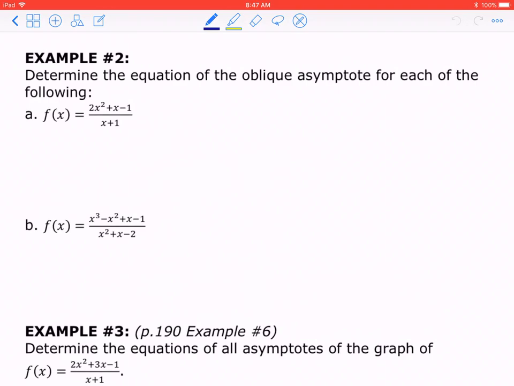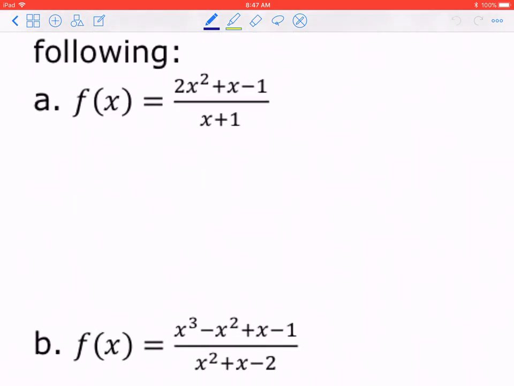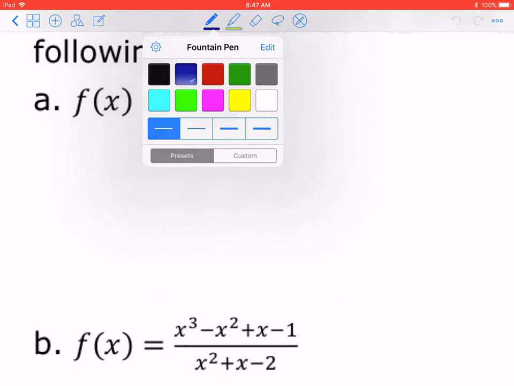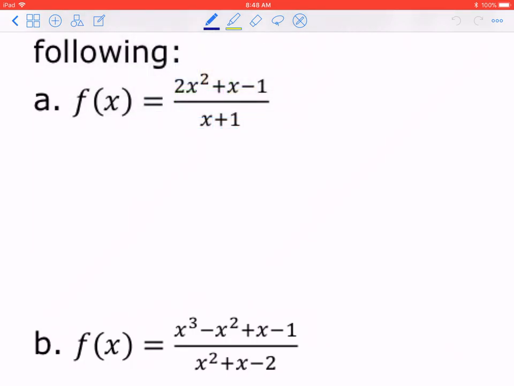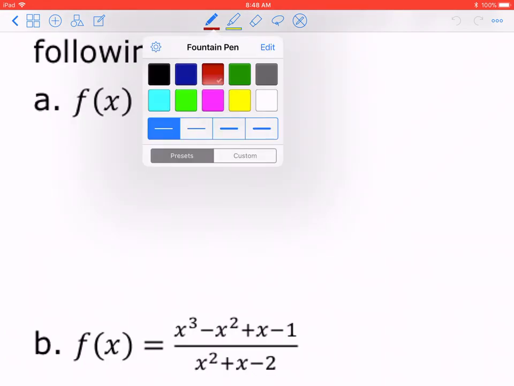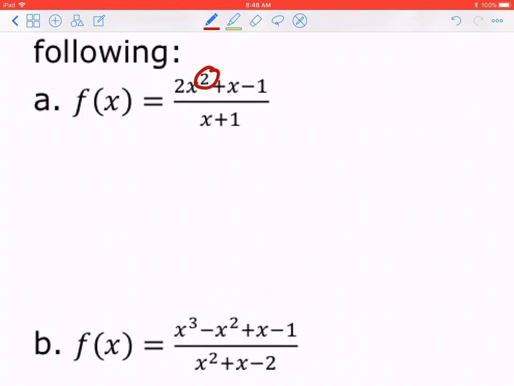Let's continue. Example number 2. Determine the equation of the oblique asymptote for each of the following. If you look at part A, it says f of x equals 2x squared plus x minus 1 divided by x plus 1. The reason you can tell there's an oblique asymptote is because the exponent at the top is exactly 1 larger than the exponent at the bottom. That's how you can tell.